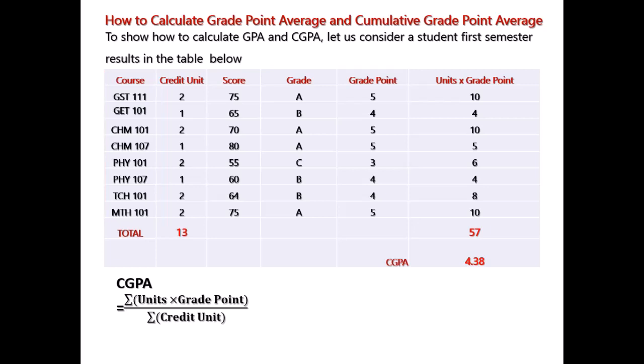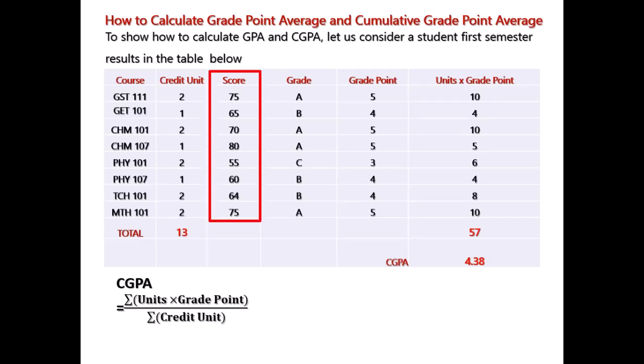Then next to the course column, we have the credit unit. Just like I've explained previously, the credit unit has to do with the workload associated with that course. So if you look at the credit unit for the first course, GST 101 is 2 units, GET 101 is 1, then others 2, then the other one is 1, FEE 101 is 2, and the likes. Then the next column to it is the score.